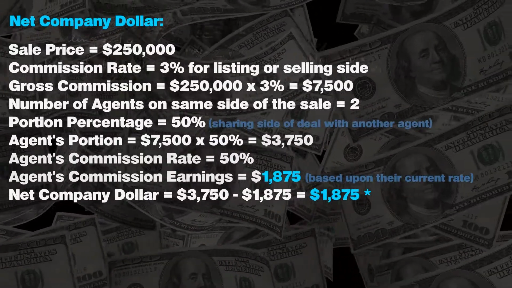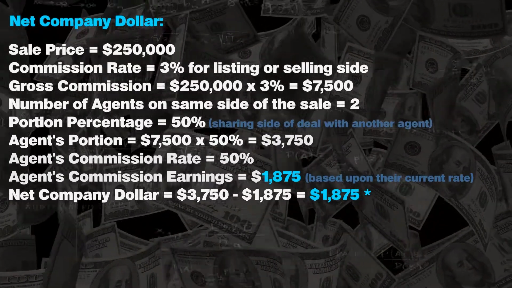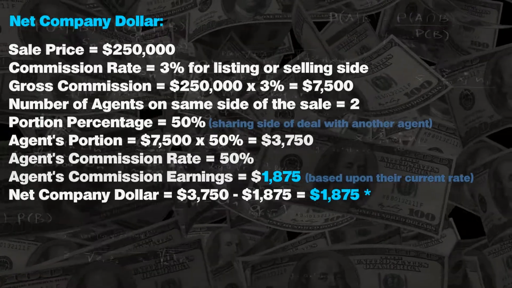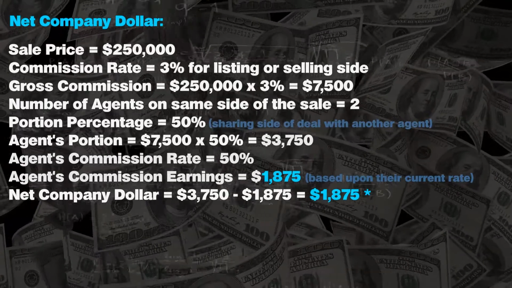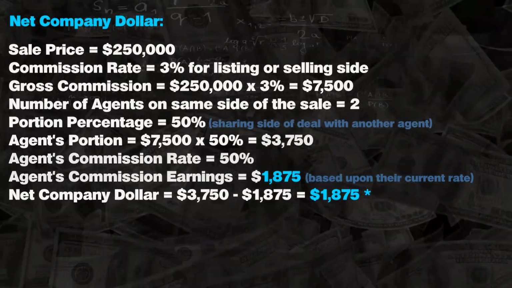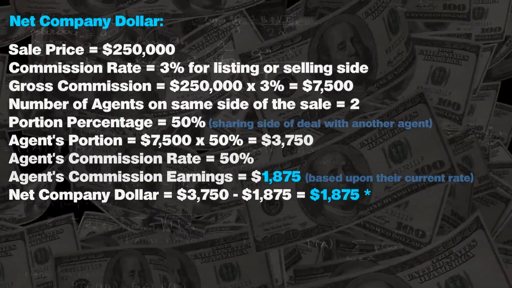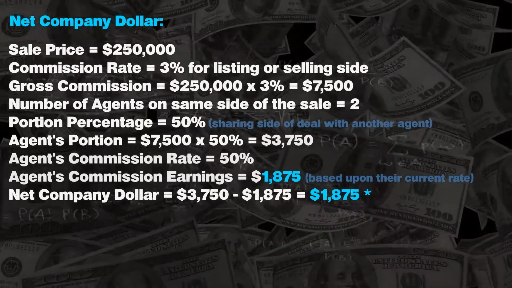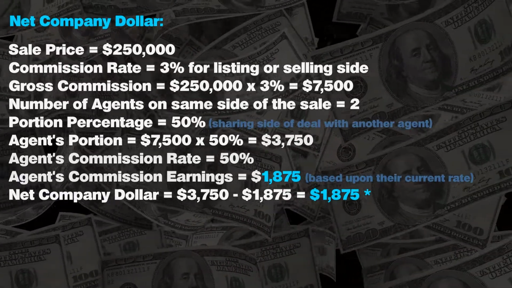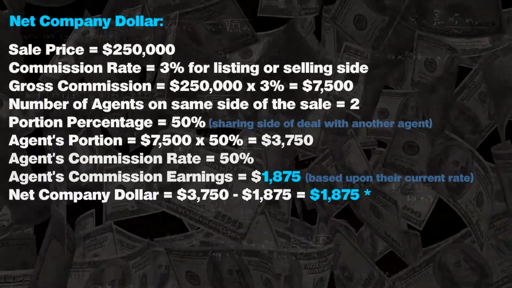Net company dollar example. We're going to use a lot of the same numbers. Sale price $250,000, commission rate 3%. So the gross commission was $7,500. There are still two agents on this deal. Their portion split is 50%. So the agent's portion would be $7,500 times 50%, which is $3,750. The agent's commission rate is 50%. The agent's commission earnings is $1,875. So the net company dollar for this agent would be the $3,750, subtract the $1,875 that we paid the agent, leaving $1,875 as net company dollar.